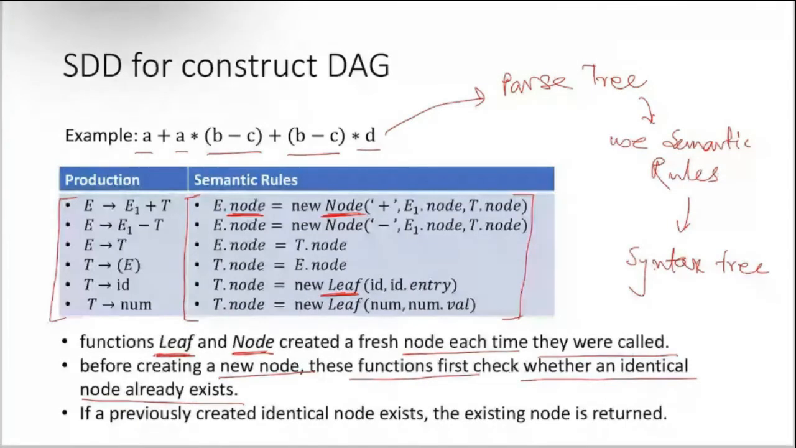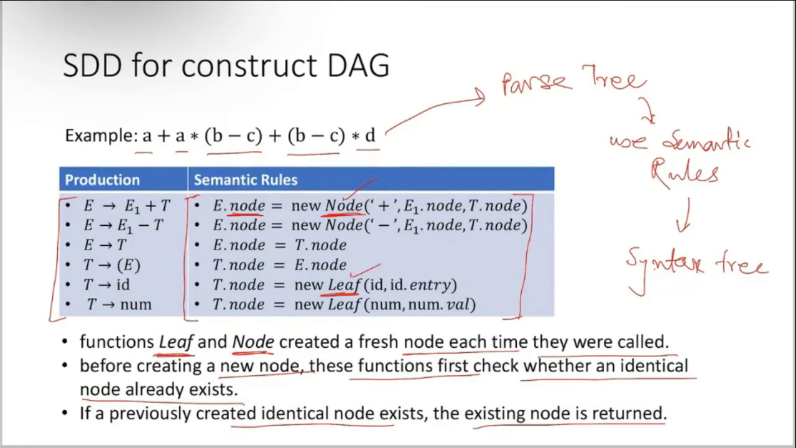So every time the leaf function and node function are called, they generate a new node, but before generating a new node, they check whether some identical node was previously created. If it exists, the existing node is returned. A similar node will not be created; instead, it will return the existing node.